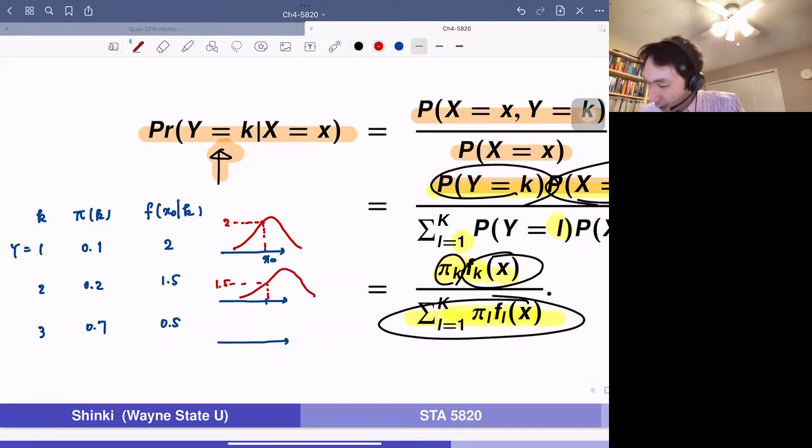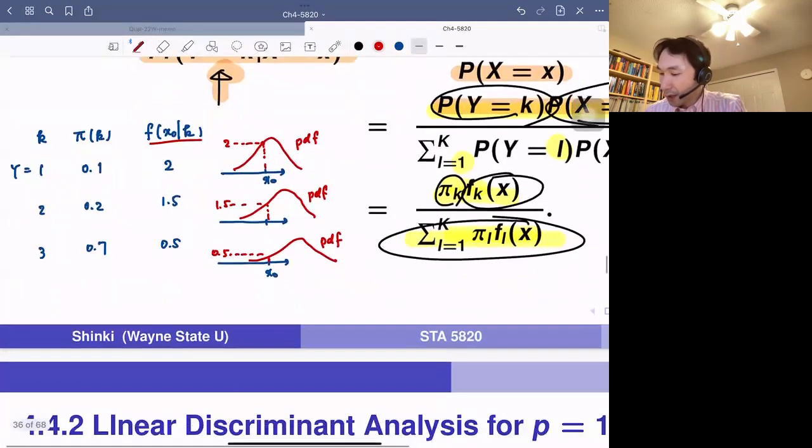And again, x0 is here. And this distribution may be like this. So the height is very low, 0.5. Okay. All density curves, so the PDF of this.